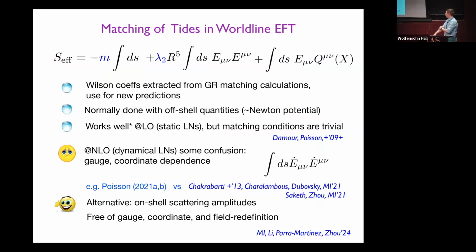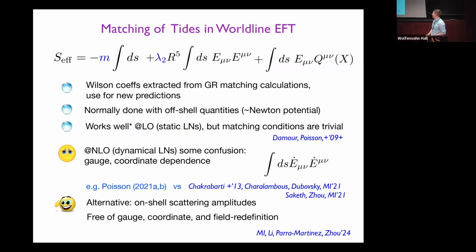So once we have this worldline EFT, what can we do with this? How can we use it to predict waveforms? So the idea typically is that we extract these Wilson coefficients from some matching calculations to GR, and then we can use this action to produce the waveforms. Now it becomes predictive after the matching. And normally this matching is done at the level of the off-shell quantities, such as the Newtonian potential.